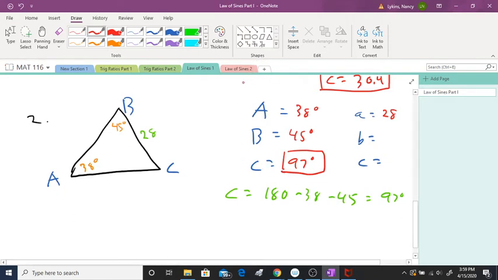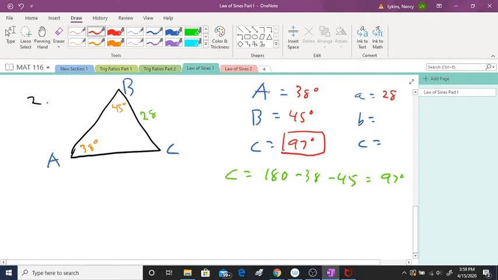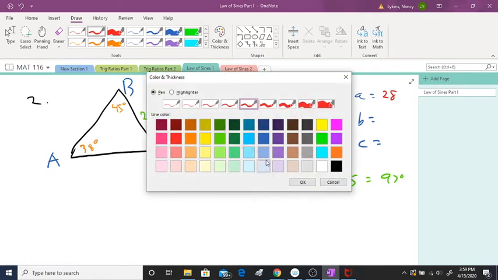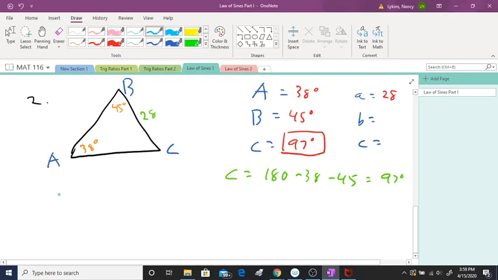So now what I want to do is solve for either little b or little c. It does not matter which one you choose. I always go in alphabetical order, so I'm going to choose little b. Little b over sine of big B equals little a over sine of A. If you're looking to solve for c, you would do b over sine of B equals c over sine of C.